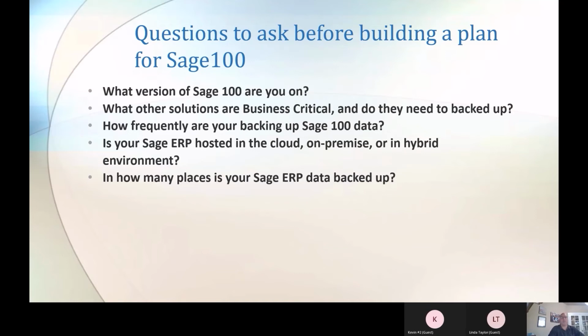In how many places do you have a Sage backup? That was the question that really comes down to hardware. Are you keeping one offsite in the cloud? Are you keeping one offsite on a USB drive? Do you have offsite storage happening in more than one place?